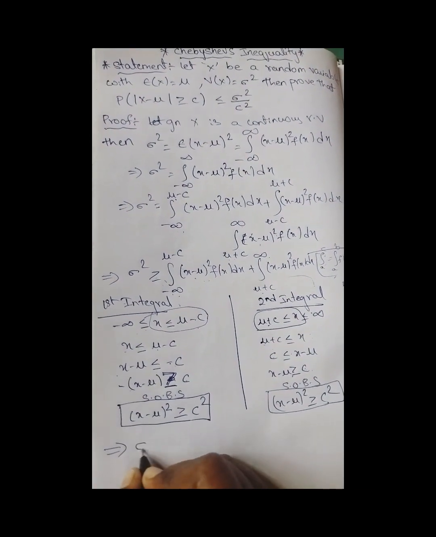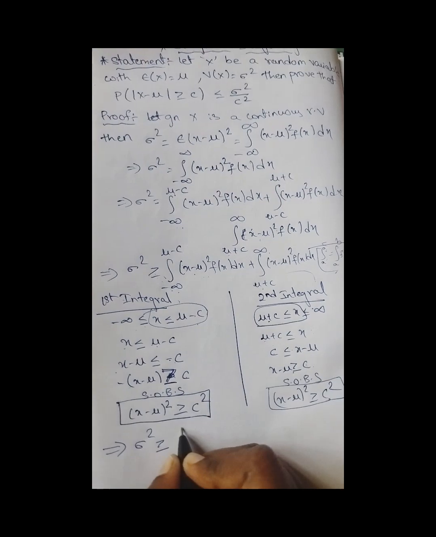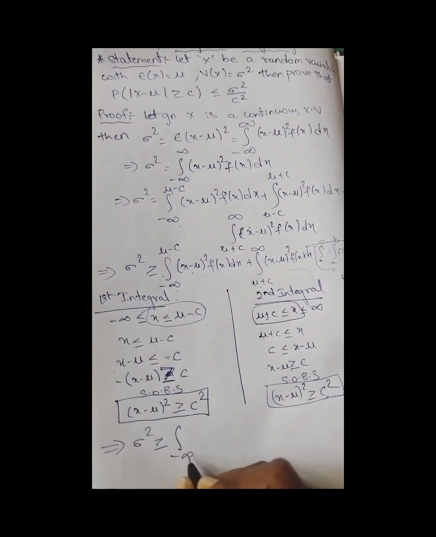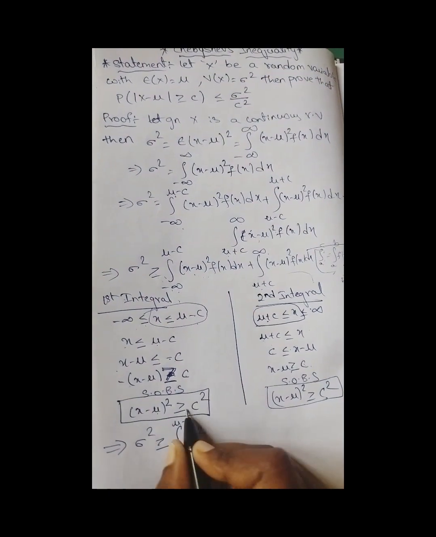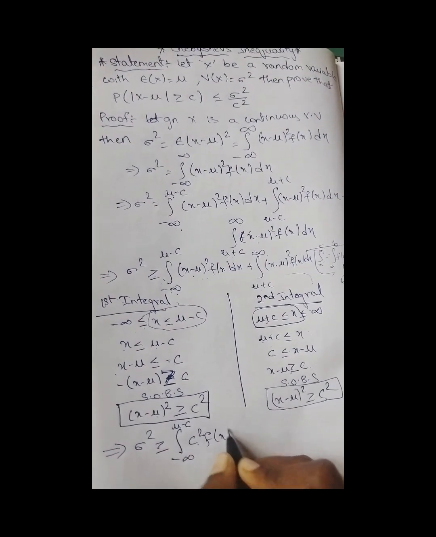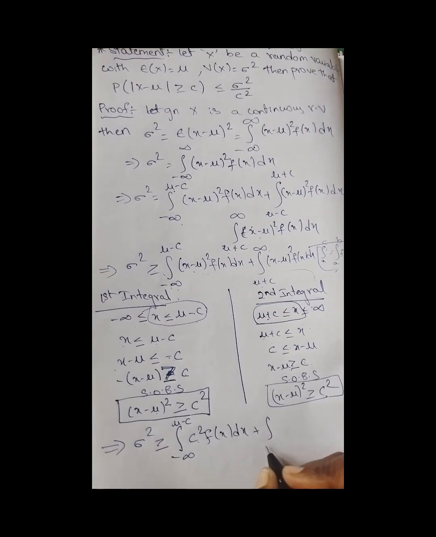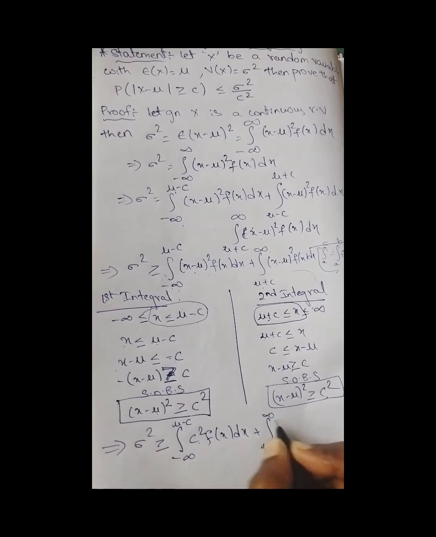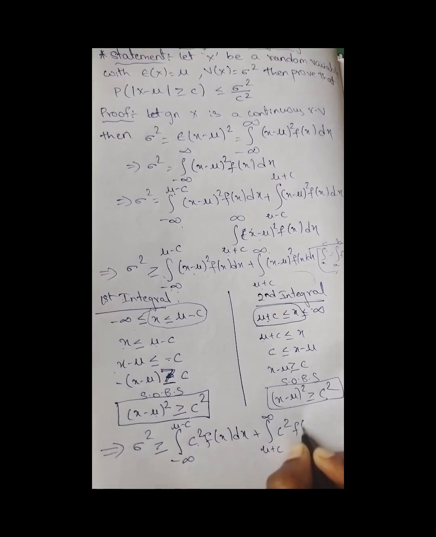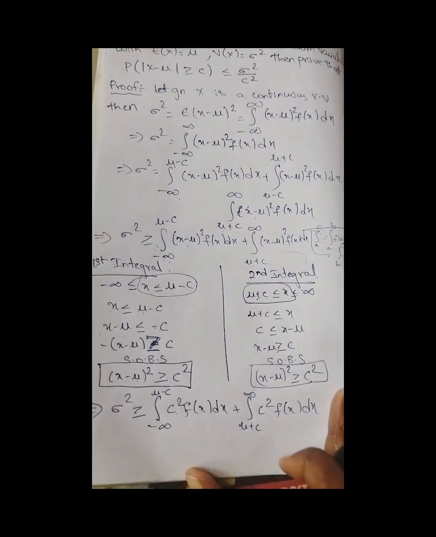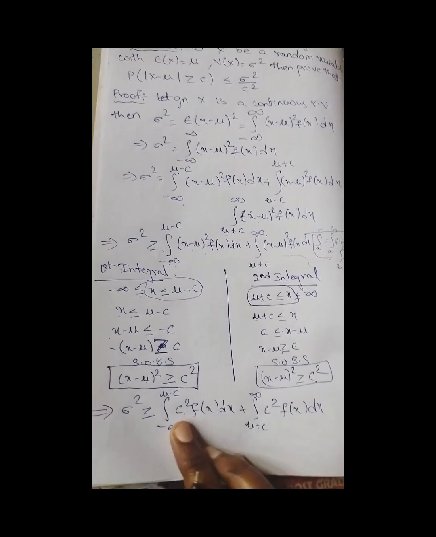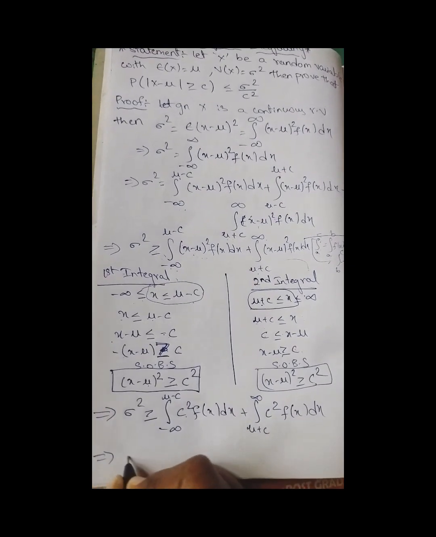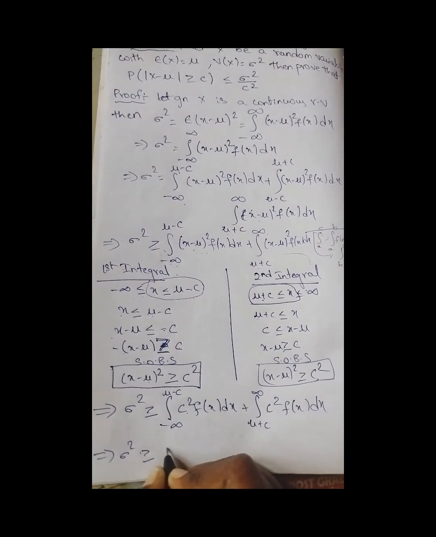So now that implies c square greater than or equal to integral minus infinity to mu minus c. In place of x minus mu whole square, we have to substitute c square, greater than or equal to c square f of x dx, plus integral mu plus c to infinity, x minus mu whole square into c square f of x dx. Now, from this integral, what is the common thing you are having here? C square. So let us take c square as common in both the terms. Sigma square greater than or equal to c square.